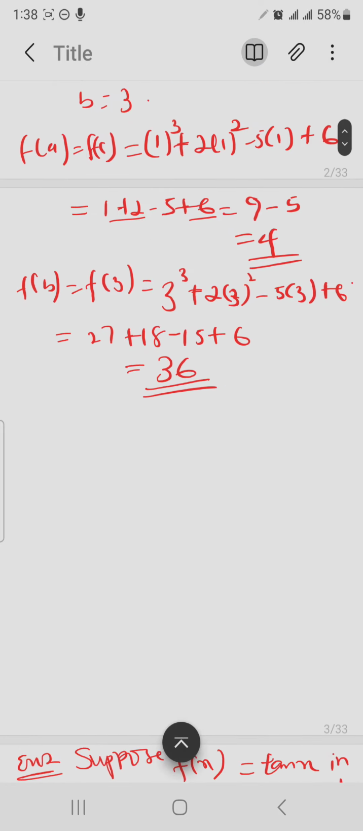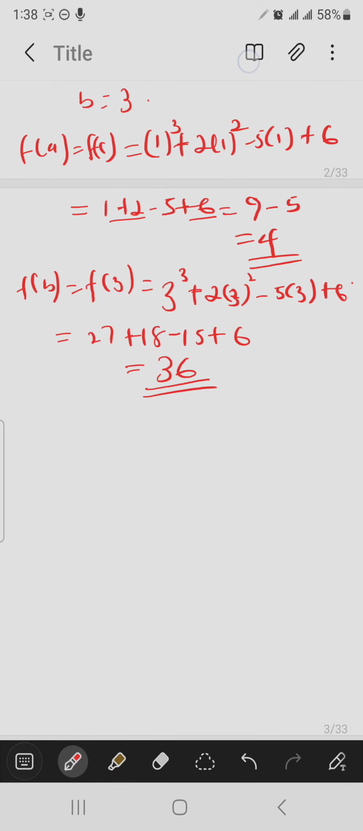Now we are going to find the value of f prime of c, which will be equal to f of b minus f of a over b minus a.